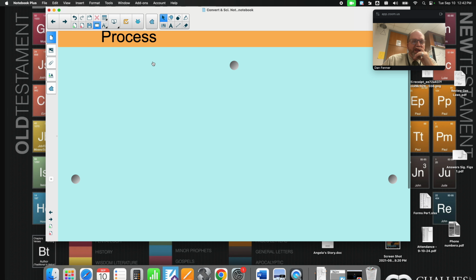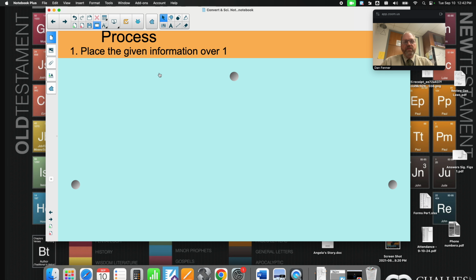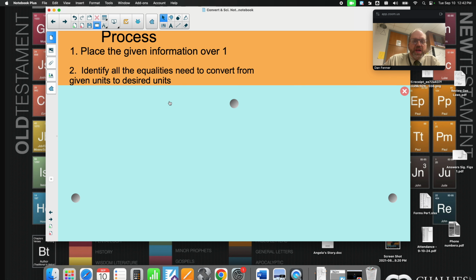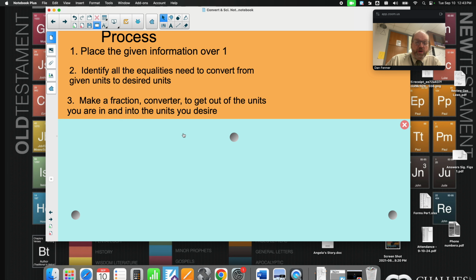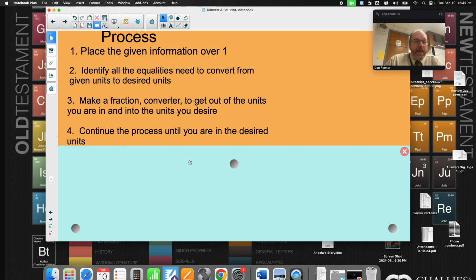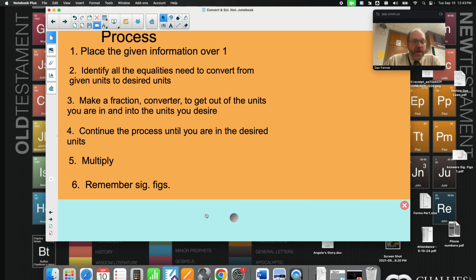What exactly is that process? Well, we're going to go through it specifically. We're always going to put the given information over 1, so that it's set up in a way that we can make fractions and cross things out. Second, we're going to identify all the quantities that we need to convert from the given units to desired units. We're going to make a fraction, called a converter, to get out of the unit that you're in and into the unit that you desire. Then we'll continue this process until we get to the desired units. We're going to multiply. And then lastly, as always, make sure that we do sig figs and we're good to go.